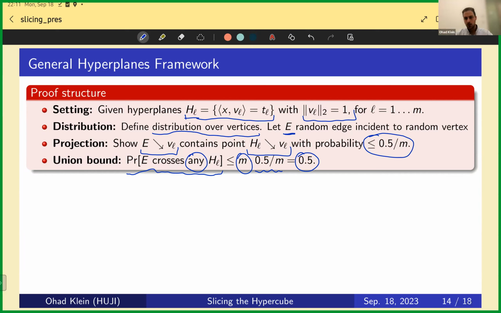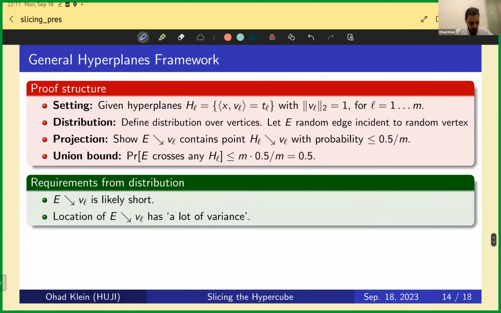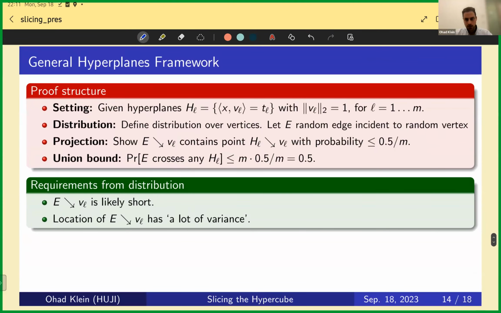So this is the structure of our proof, and really the interesting thing is to find this distribution that evades all hyperplanes. So what do we need from our distribution? We need that the edge E projected on V, we want this interval to be short, so that we will need many points to capture this interval.